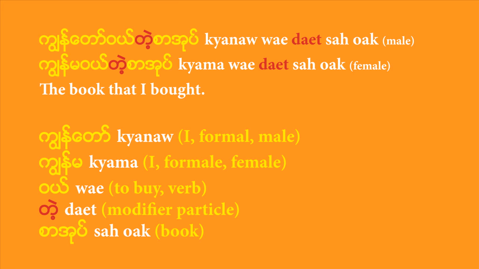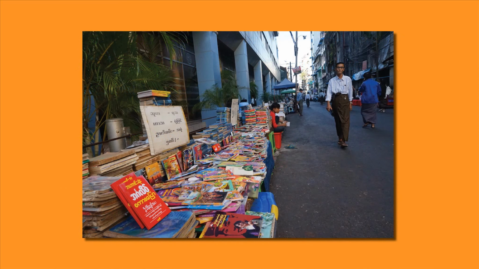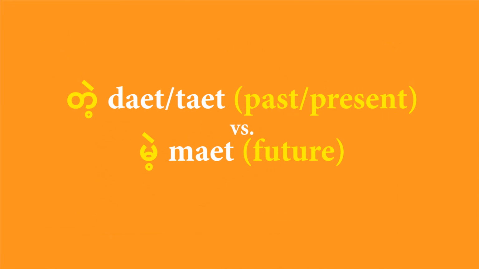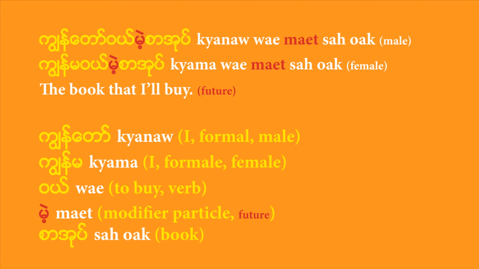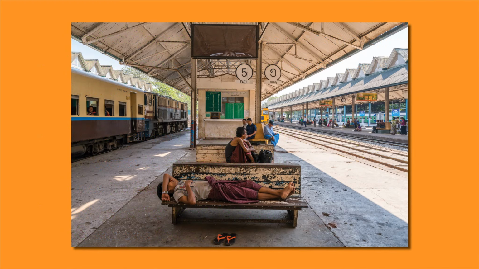But what if you haven't bought the book yet, but you're planning to buy that book, perhaps tomorrow? Well, then you need a slightly different particle. You need the particle me, twin brother of de. That's the particle for modifying things that will happen in the future. So instead of saying jano were sao, you'll have to say jano were me sao. If you're a woman, jama were me sao. That's how you say the book that I'll buy, the book that I haven't bought but will buy sometime in the future.